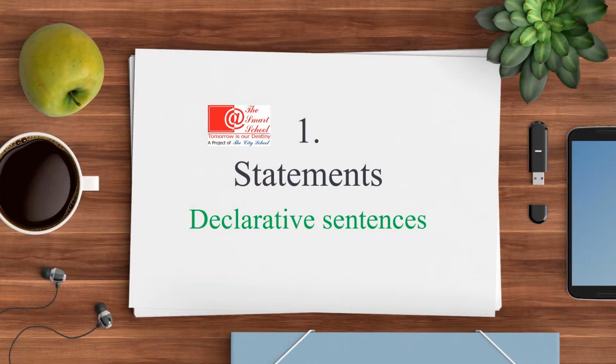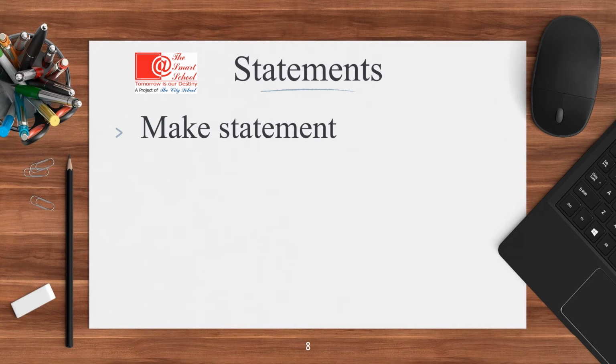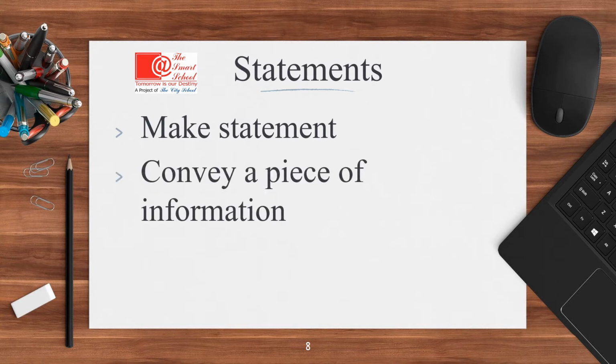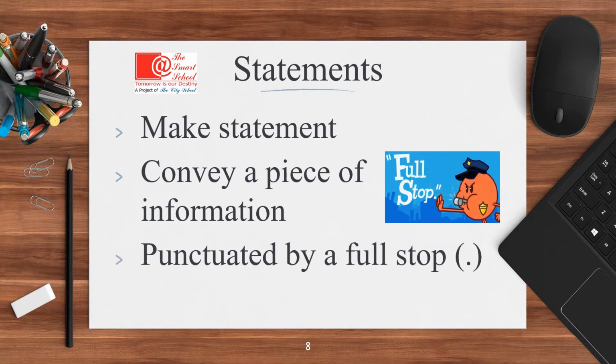Look at the first type, that is statements. The statements are also called declarative sentences. Statements make statements, obviously, and they convey a certain piece of information. They are punctuated by a full stop. If you do not put a full stop, your sentence is incomplete. So punctuations are very, very important.